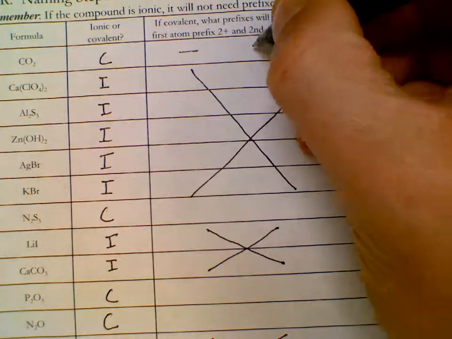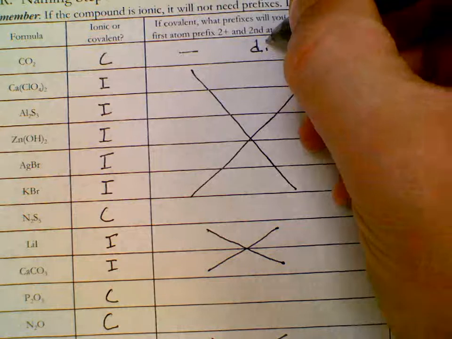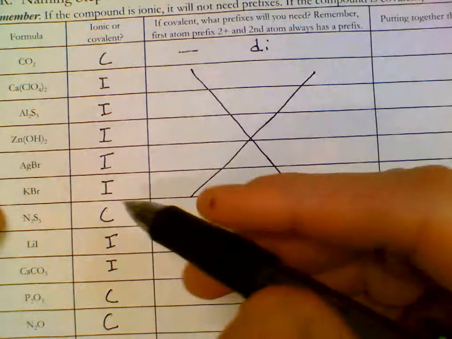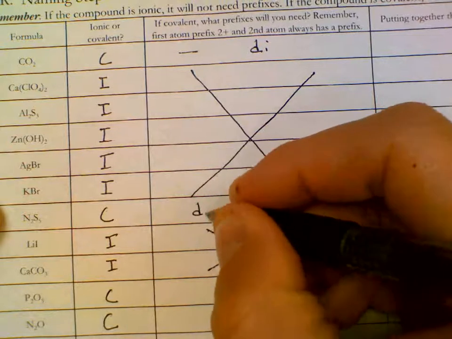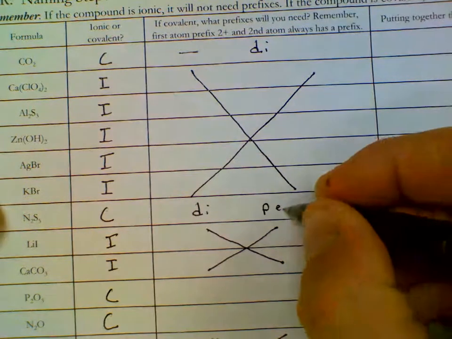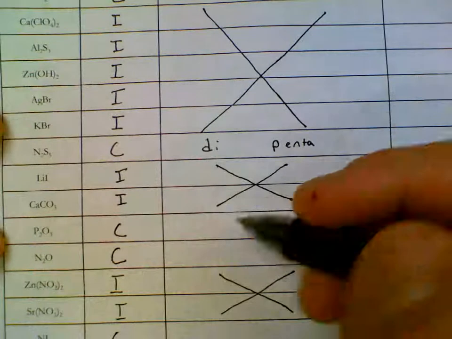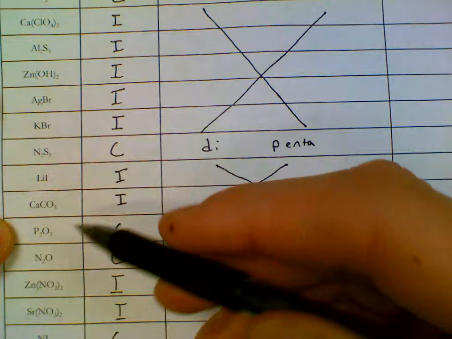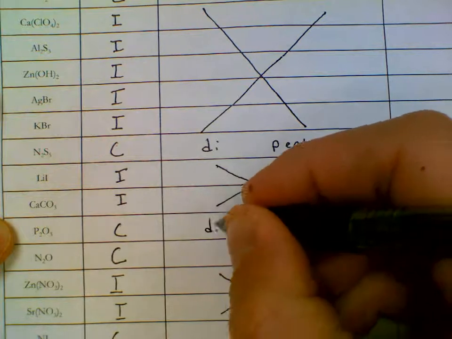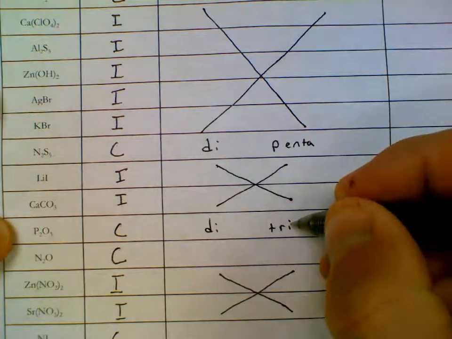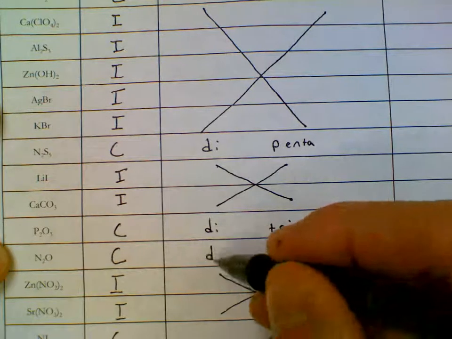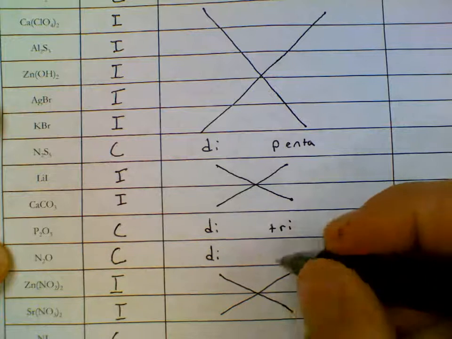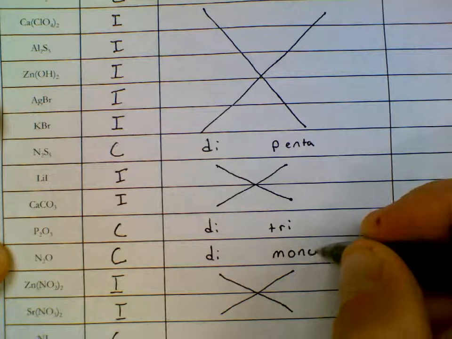Second one, prefix for 2 is di. Moving down, we have 2 copies of N, 5 copies of S, so this one we need a prefix for both. Di and penta are the 2 prefixes. Next one, we have 2 copies of phosphorus, 3 copies of oxygen, so di and tri. We have 2 copies of nitrogen, 1 copy of oxygen. Here we need di. The second atom is always going to get a prefix for us, so that's mono.